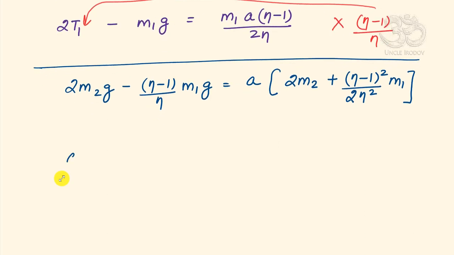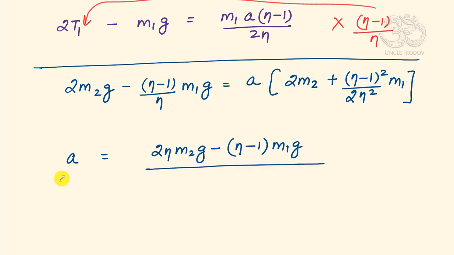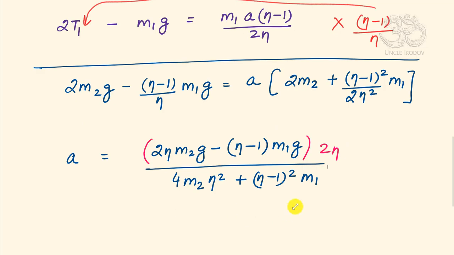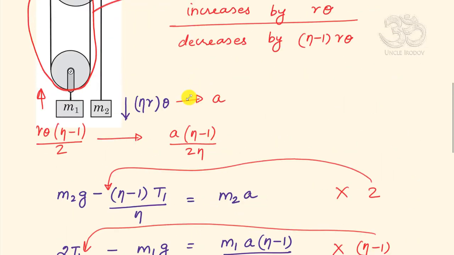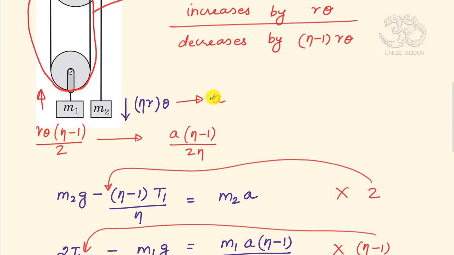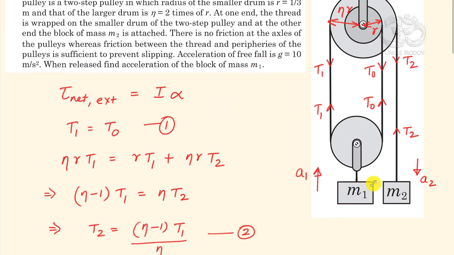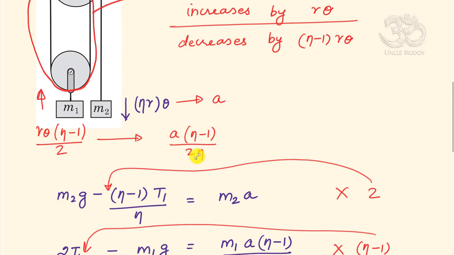So the acceleration will finally be 2 eta m2g minus eta minus 1 m1g divided by, and on the other side if you take LCM, what do you get? 4m2 eta square plus eta minus 1 whole square times m1, and there will be a 2 eta square there in the denominator. There is an eta here in the denominator, they will cancel out, so 2 eta should be multiplied here, right? So that should be the final expression for the acceleration a. But a is this, and he's asking us the acceleration of mass m1, that means this guy. So he's asking us this term, a divided by 2 eta times eta minus 1.